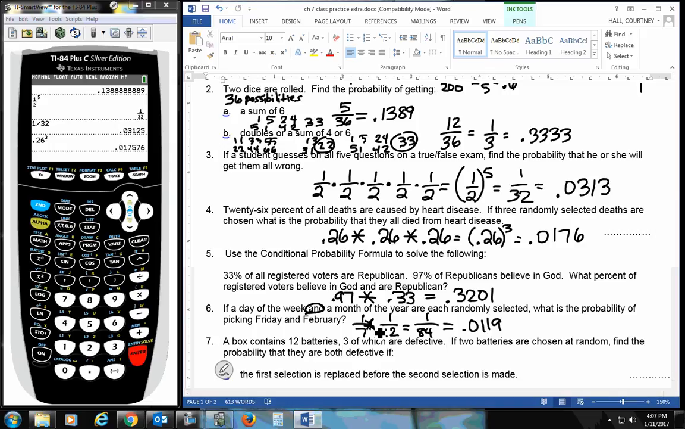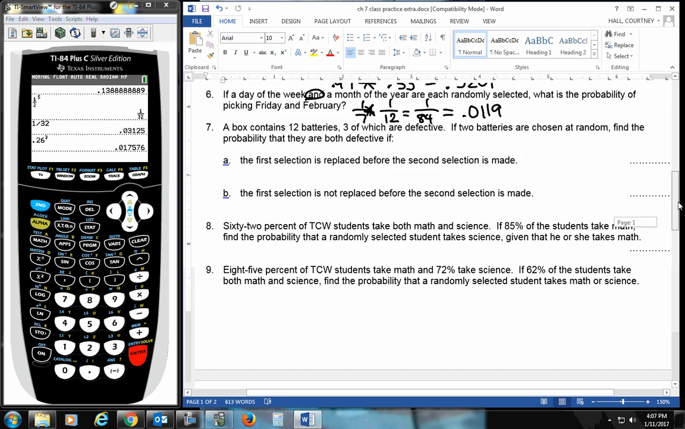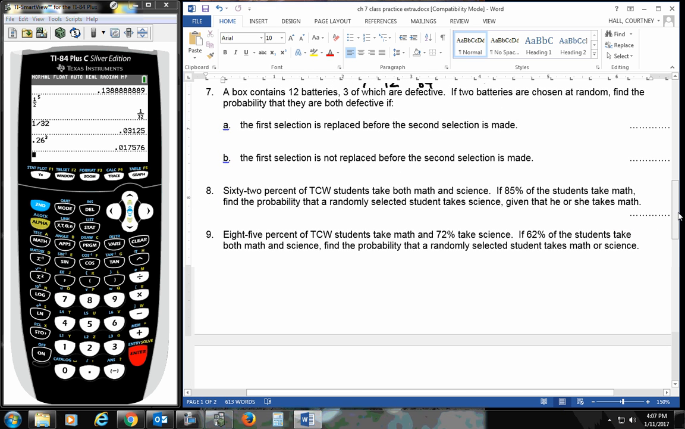Number 7, a box contains 12 batteries, 3 of which are defective. Sorry about that. If 2 batteries are chosen at random, find the probability that they are both defective if the first selection is replaced before the second selection is made. We want the probability they're both defective. So we're going to get 3/12 the very first time we go into the box and grab a battery. 3 out of the 12 are defective. We put it back, and so the second probability is still 3/12. We want both of them to be defective, so therefore we are going to multiply those together.